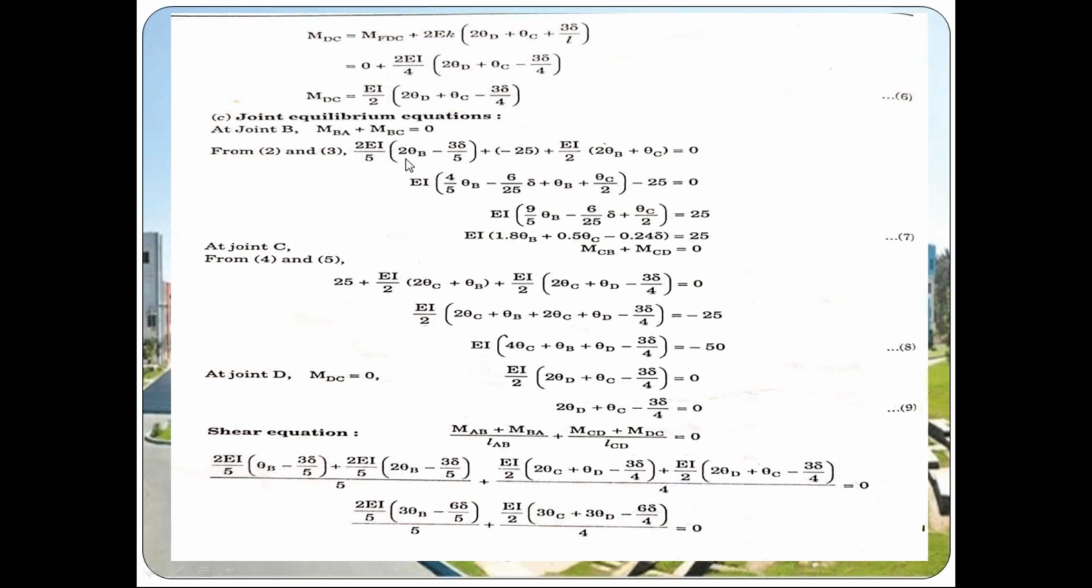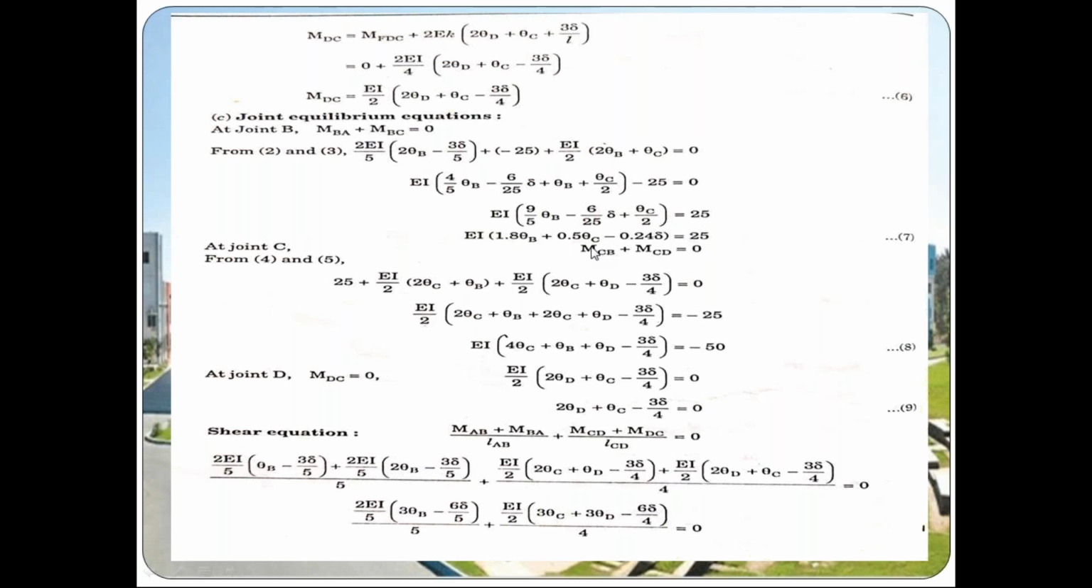2 EI by 5 into 2 theta B minus 3 delta by 5. So this is MBA, plus minus 25, then plus EI by 2 into 2 theta B plus theta C equal to 0. So on solving this, we get an equation: EI into 1.8 theta B plus 0.5 theta C minus 0.24 delta is equal to 25. So on solving MBA plus MBC is equal to 0, we get an equation, that is equation number 7.